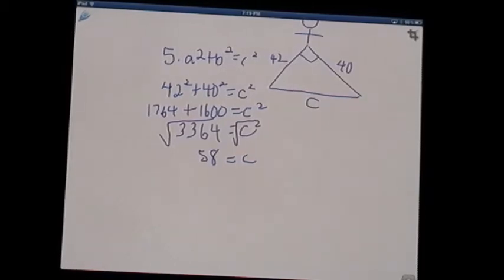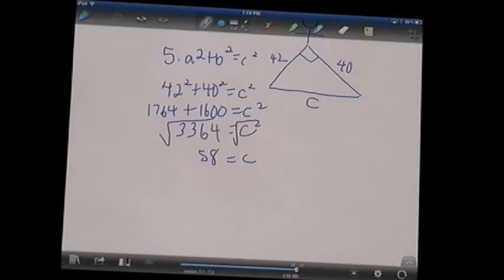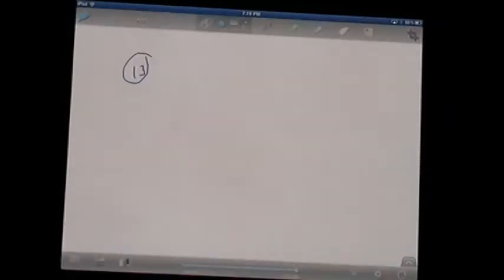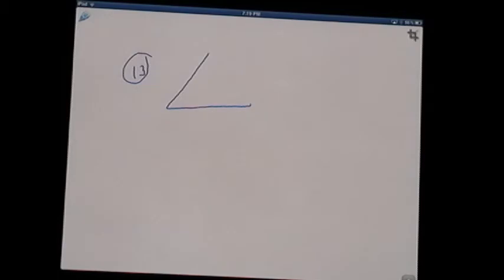Okay, flipping over to the opposite page, finding the area. We're going to do number 13. You have a triangle, looks kind of like this. This is 12 centimeters at the bottom, and this is 10 centimeters and 10 centimeters. So that makes these two equal.